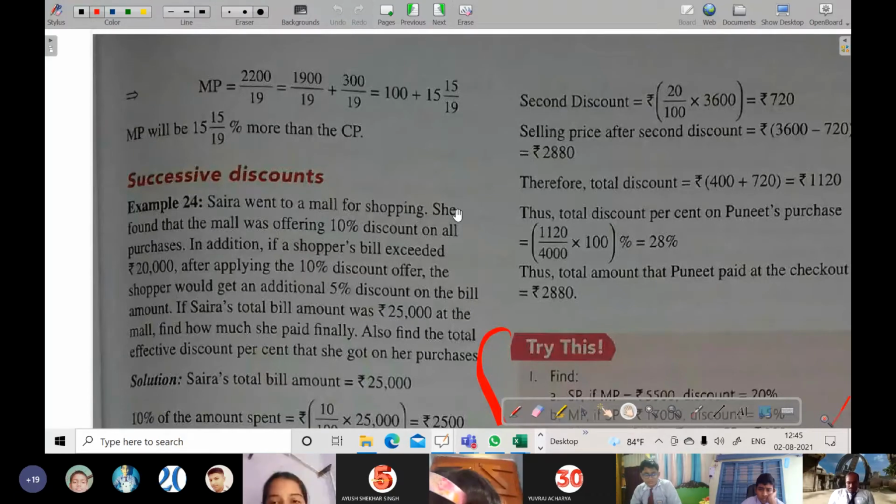Clear? Yes, sir. So now here comes successive discounts. Successive discount means discount one after another, like earlier in the example we had seen.